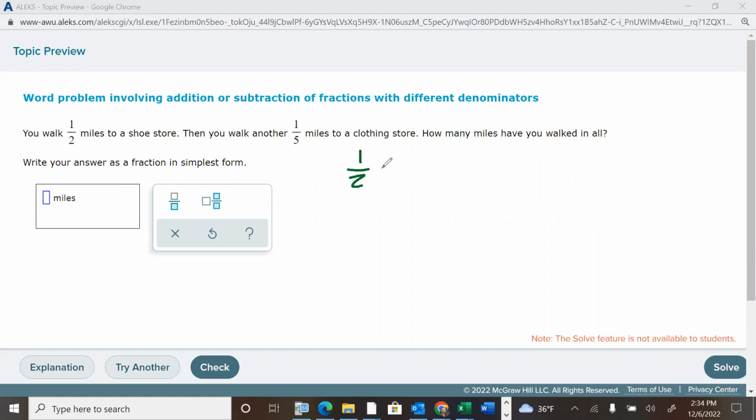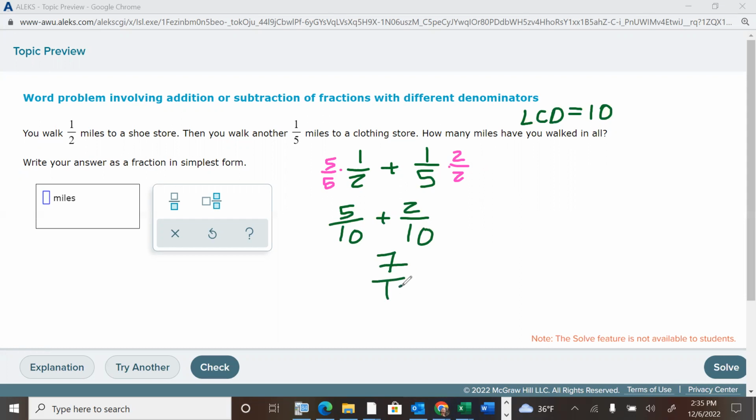So you walked a half a mile, and you also walked another 1/5 of a mile. We have to get common denominators. The smallest number 2 and 5 divide into is 10. So I multiply by 5 over 5 here and 2 over 2 here. That gives me 5/10 plus 2/10 is 7/10, and that does not simplify, since there are no common factors in 7 and 10. So 7/10 of a mile, almost 3/4 of a mile. Let's do one more.